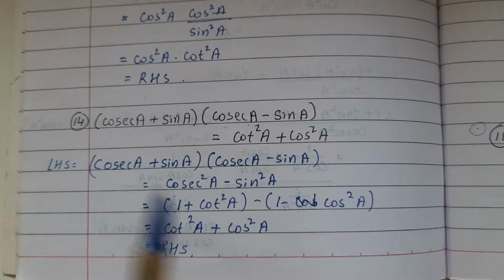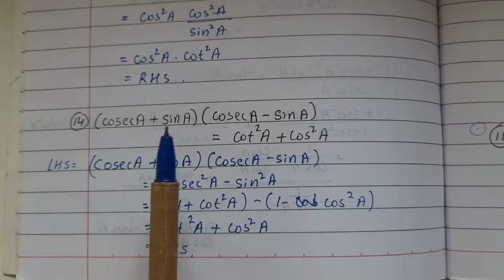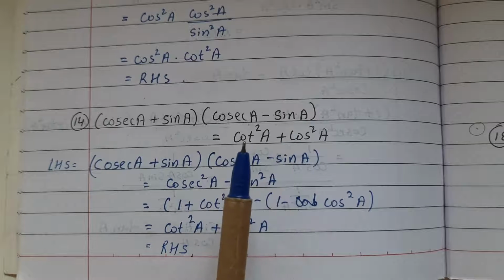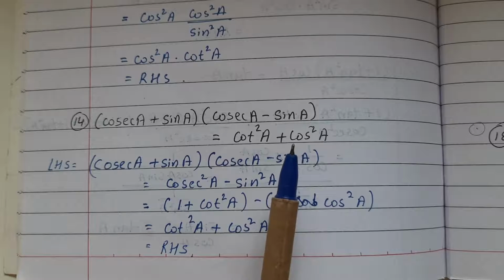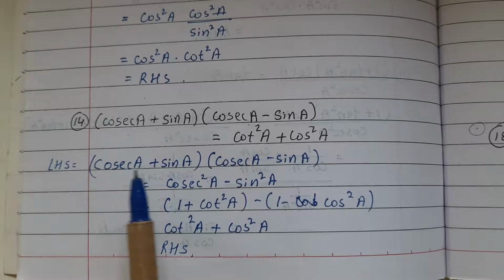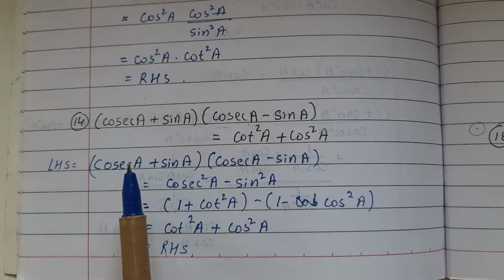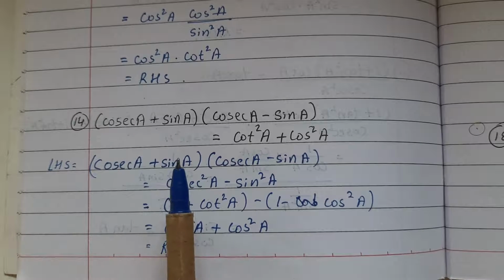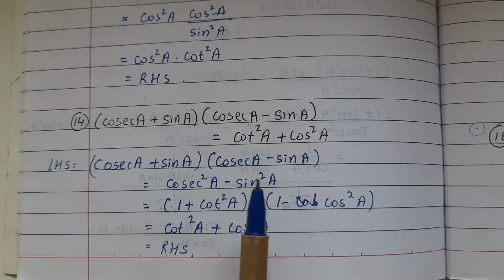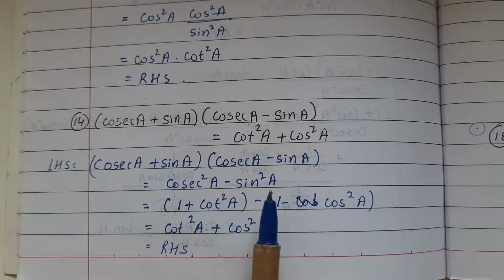Sum number 14: (cosec A plus sin A)(cosec A minus sin A) equal to cot square A plus cos square A. Left hand side is equal to (cosec A plus sin A)(cosec A minus sin A). This is like (A plus B)(A minus B), which is A square minus B square. Therefore, equal to cosec square A minus sin square A.